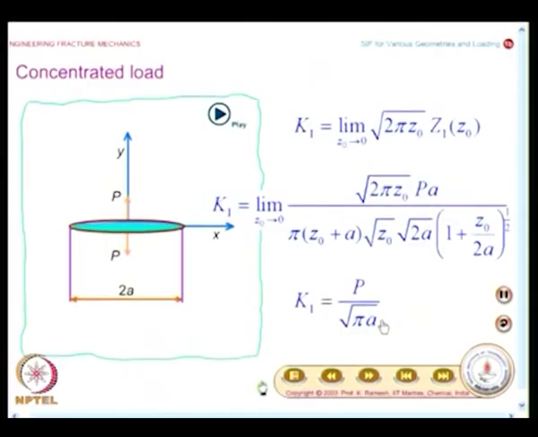And what is the striking feature we saw? We got the stress intensity factor K1 as P by root of pi a, and what you find immediately is the crack length is below the value of load P. So, what you find is as the crack length increases, the stress intensity factor decreases. It is a very important observation.